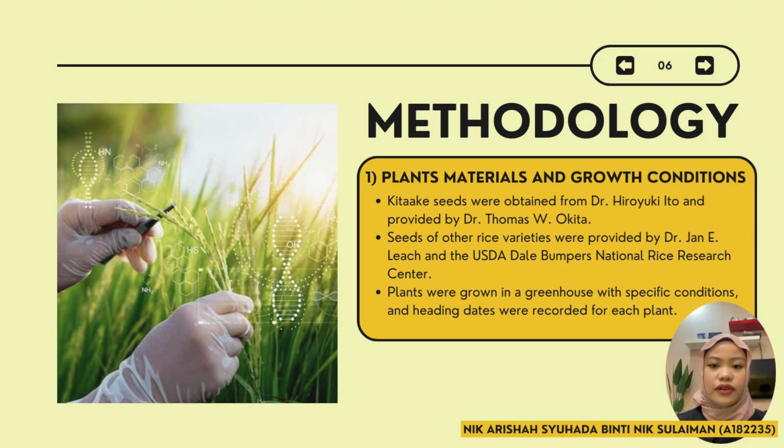The plants were grown in a greenhouse where conditions include specific temperatures and light intensity during the day and night periods. The heading date when the first panicle appeared was recorded for each plant, and the experiment was also repeated during the winter season.